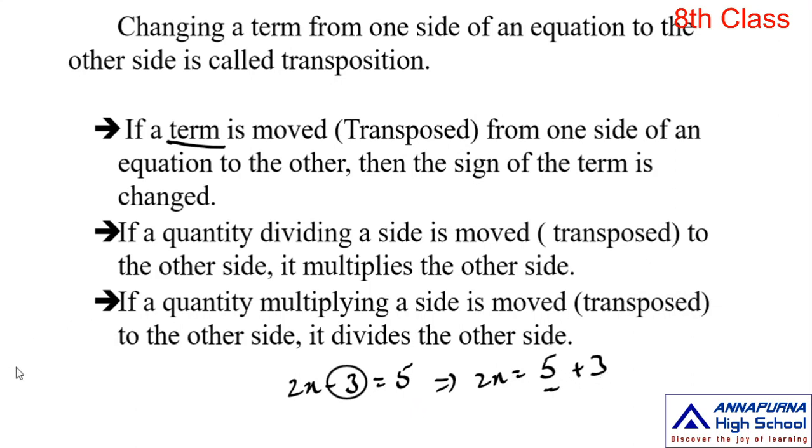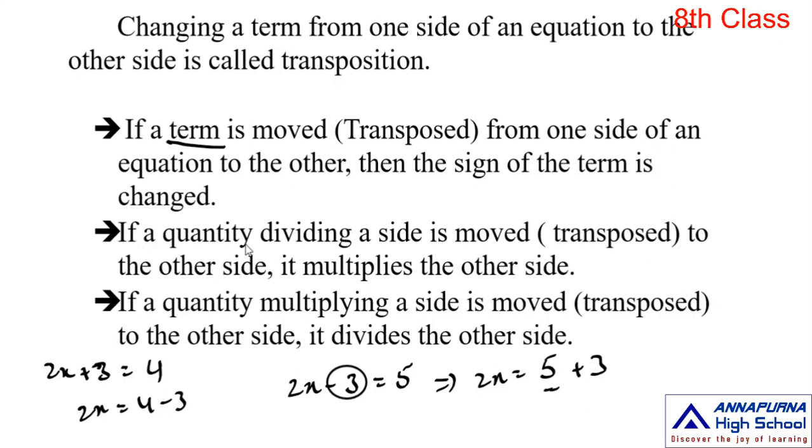Okay, so in case if you transpose a term with plus sign, 2x plus 3 is equal to 4. So in case when you transpose this plus 3 to right side, then it changes to minus 3. 4 minus 3, plus 3 changes to minus 3. So this is the first important point.